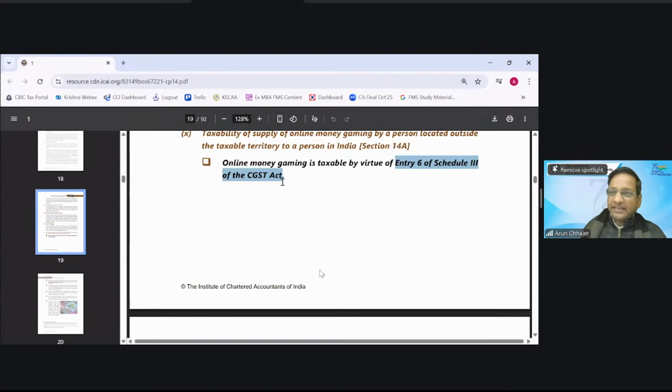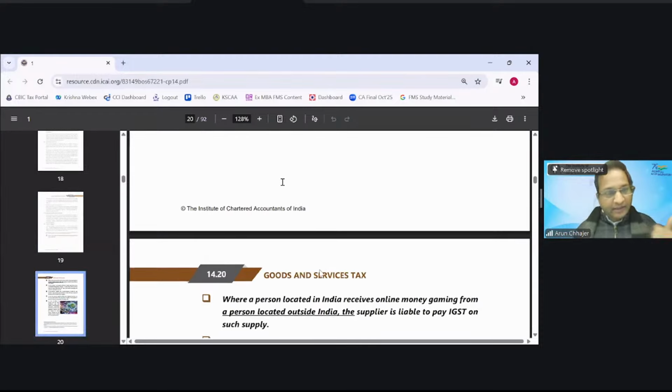So I have told something else. Kindly excuse me for that. So Schedule 3 means our main Schedule 3 only. Why have they linked it with entry 6? Because that talks about specified actionable claims not being covered. So therefore, online money gaming, which is a specified actionable claim, is excluded from Schedule 3, so it becomes taxable by virtue of that entry. I hope it is clear.